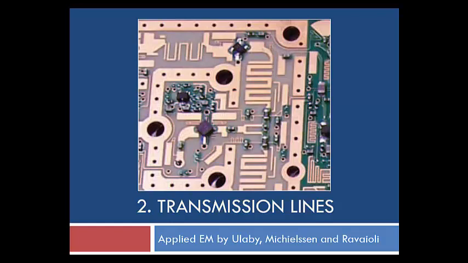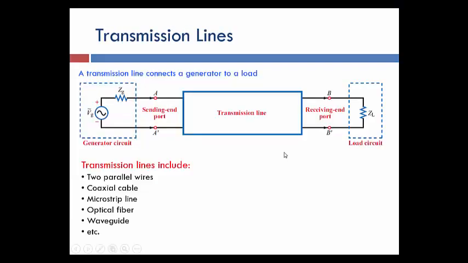The first topic of this course will be transmission lines. A transmission line is a structure that transfers or guides the electromagnetic energy from one point to another point. And there are different forms or shapes of transmission lines. It could be two parallel wires, or coaxial cables, or a microstrip line like in a printed circuit board, or optical fibers, or waveguides, and so on.